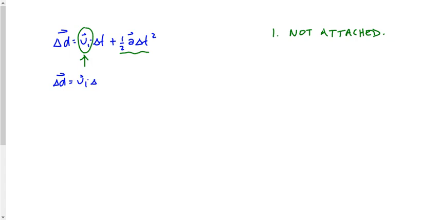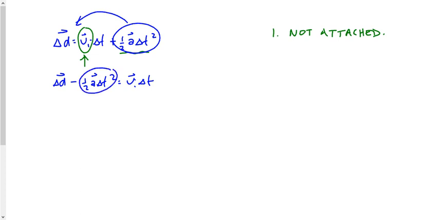It becomes d minus 1/2 a t squared is equal to vi t. Notice I took that entire term over to the other side by subtracting. Why? Because that entire term was added to vi t. If you got something that's not attached, take it over to the other side by doing the opposite. Now I'm still solving for vi. Now I'm going to get rid of what is attached.